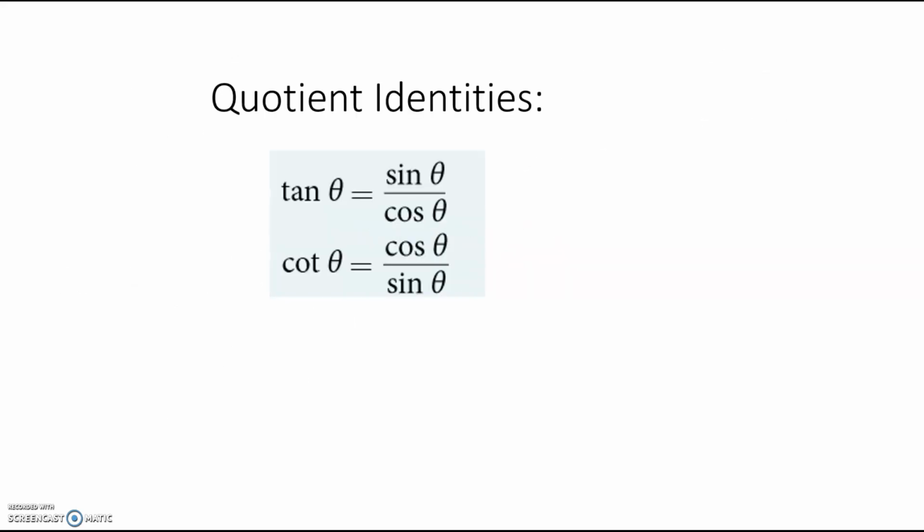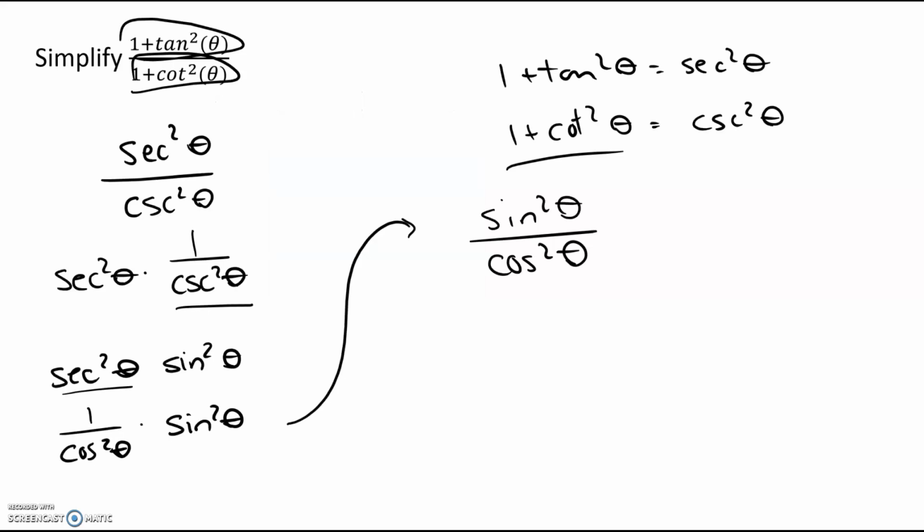sine over cosine. But if I have a 2 here, I'll have a 2 here and here. If I have a 3 here, I'll have a 3 here and a 3 here. Okay? So what this is equal to is tangent squared of theta, and that will be your final answer.